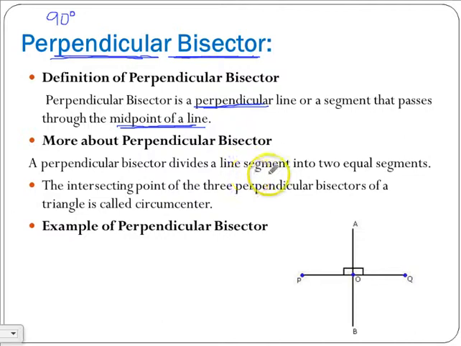So a perpendicular bisector divides a line segment into two equal segments, and then the intersecting point of three perpendicular bisectors is called a circumcenter. That's really what I want you to focus on. So here's an example of a perpendicular bisector. It would be this line right here that I highlighted in green, because it intersects this segment in two equal parts, and it does so at a right angle. So we've got that right angle in there. So that's a perpendicular bisector.